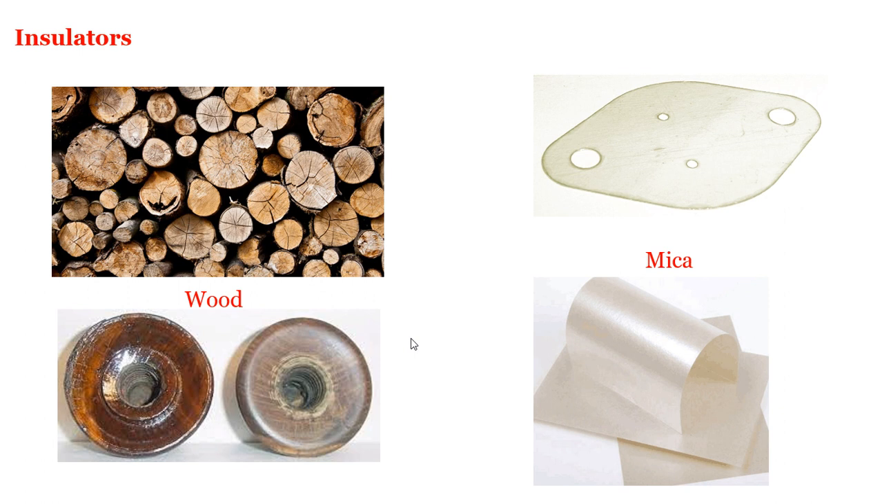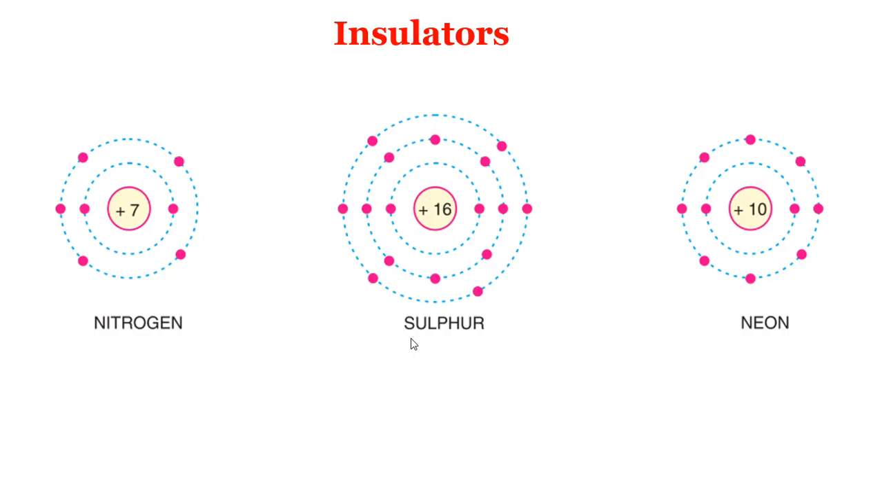For a non-metal or an insulator, the valence electrons of an atom are more than 4. You can see some examples here: nitrogen, sulfur and neon. If you see the outermost orbit electrons, or valence electrons, the number is more than 4. So these are all called insulators.